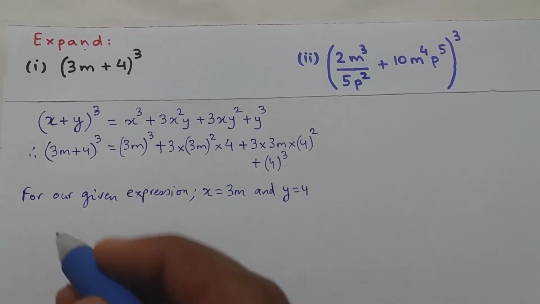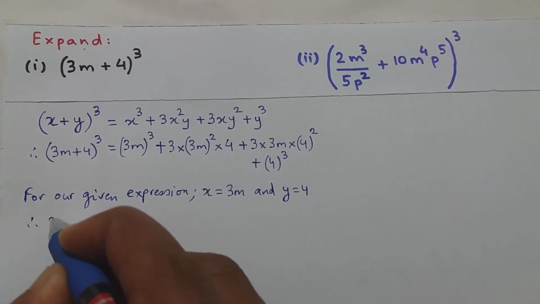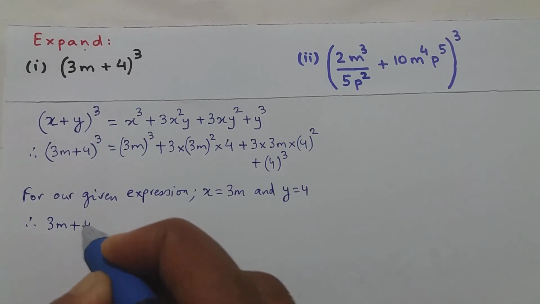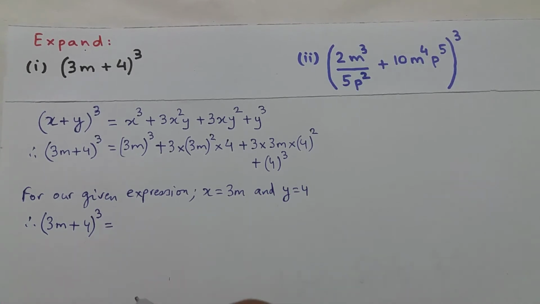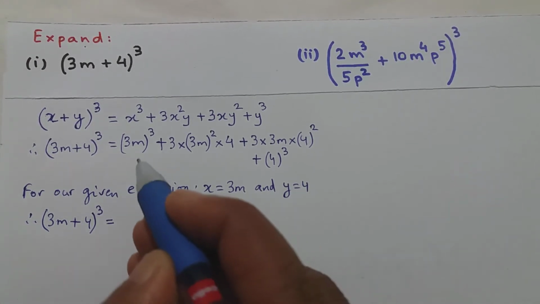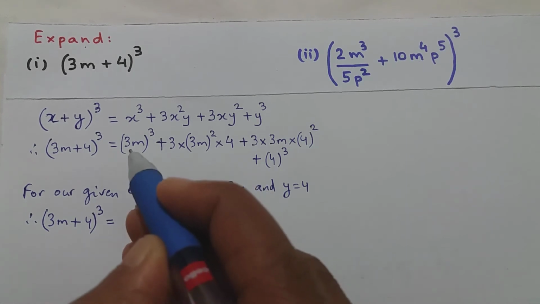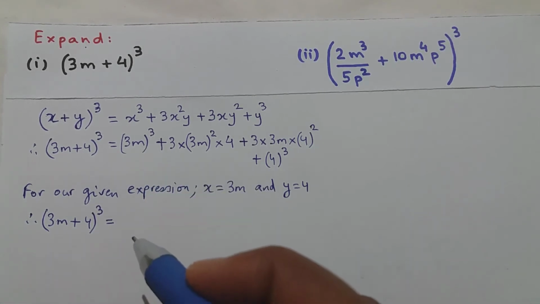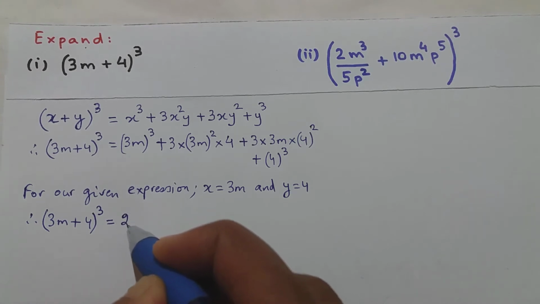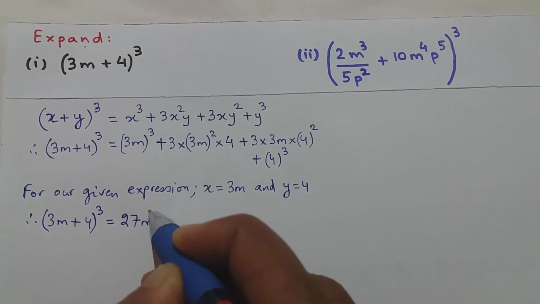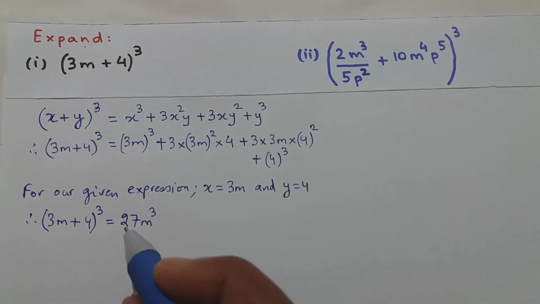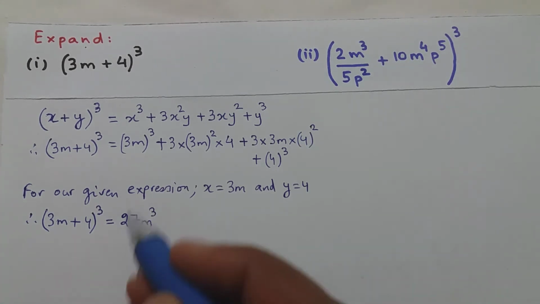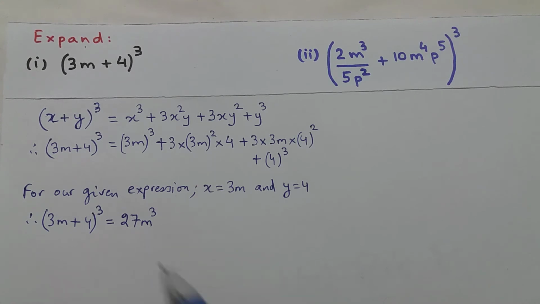So therefore 3m plus 4 whole cube is equal to, now 3m whole cube. When we simplify this using our knowledge of exponents, it becomes 27m cube. So 3m whole cube becomes 27m cube.